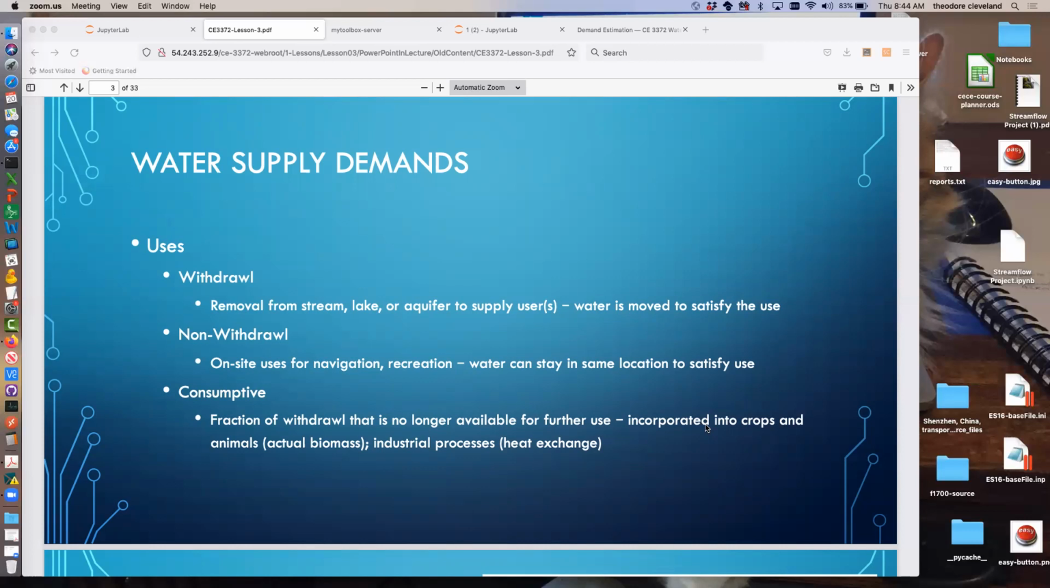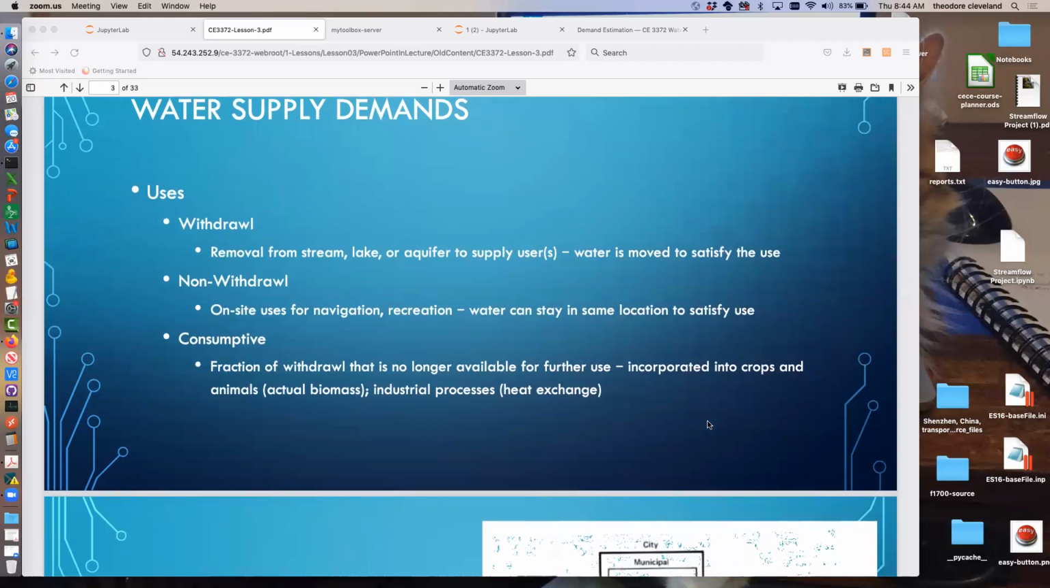It doesn't make it back to Lake Allen Henry in our lifetime. Or maybe it does evaporate and rains down there. So that use is a withdrawal as far as Lake Allen Henry is concerned. That water doesn't get back to it in any reasonable amount of time. Non-withdrawal, on the other hand, is the water gets back to the source relatively quickly. Examples are navigation uses and recreation.